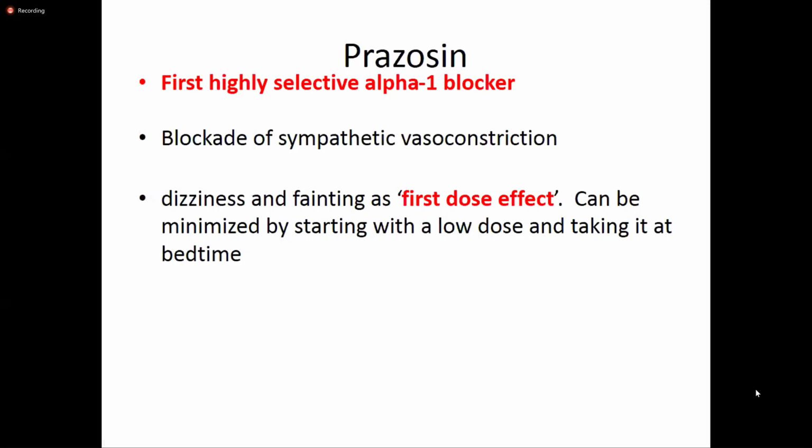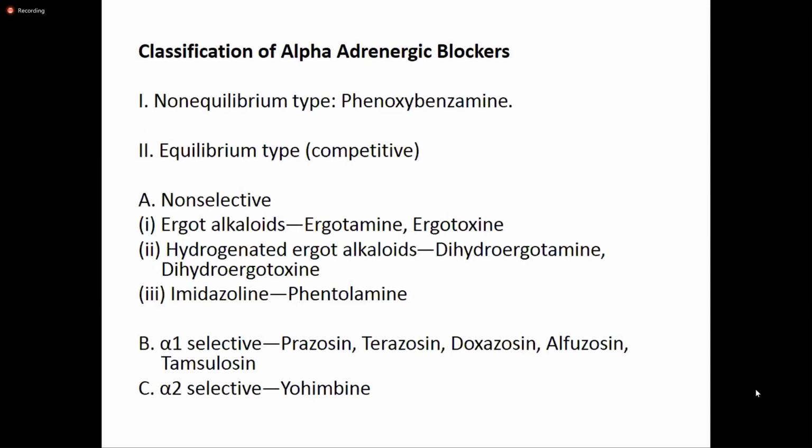Coming to the alpha blockers, phenoxybenzamine and phentolamine are non-selective alpha blockers. They non-selectively block the alpha-1 and alpha-2 receptors. They have non-specific action due to blockade of both these receptors and are not used that much. So usually alpha-1 selective blockers are most commonly used when alpha blockers have to be used.